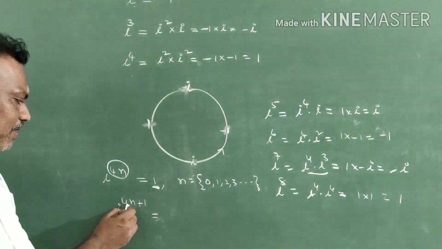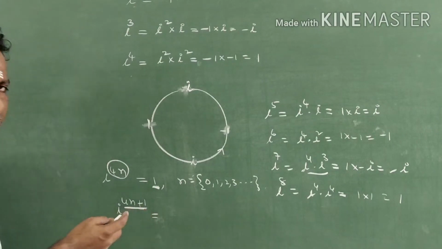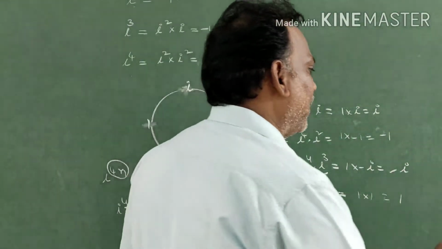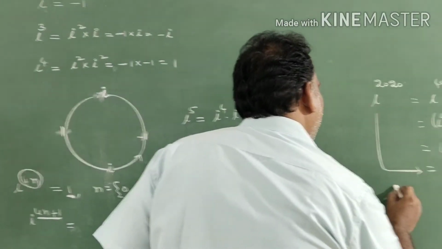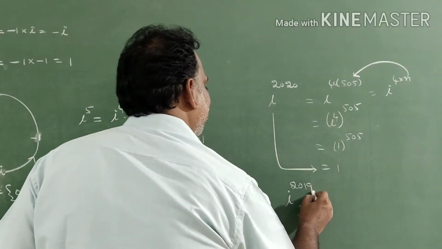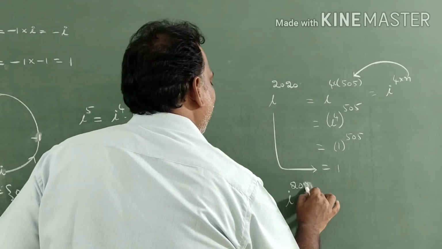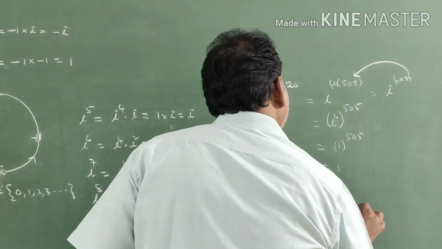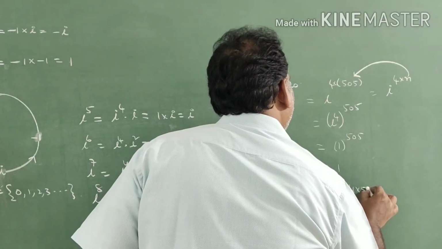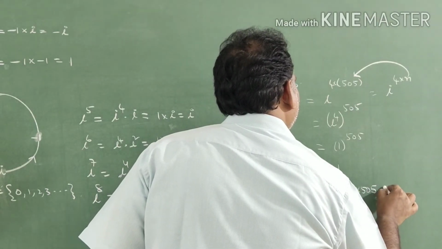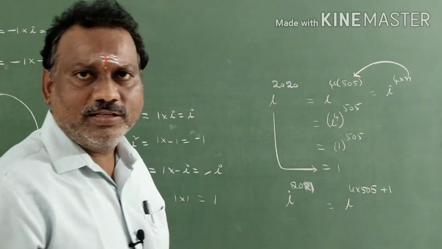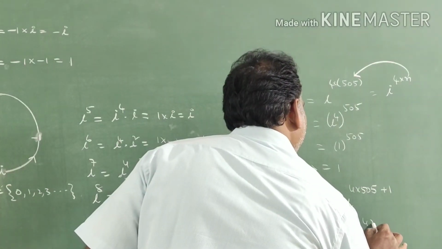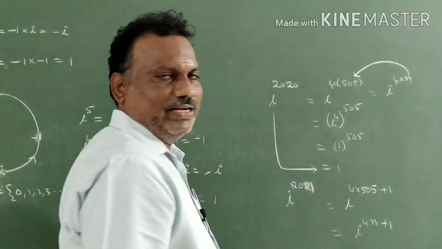i to the power of 4n plus 1, what does it mean? If you divide by 4, you are getting remainder 1. For example, i to the power of 2021, next year. I can write it as i to the power of 4 into 505 plus 1 remainder. Correct or not? I can write it in the i to the power of 4n plus 1 format.